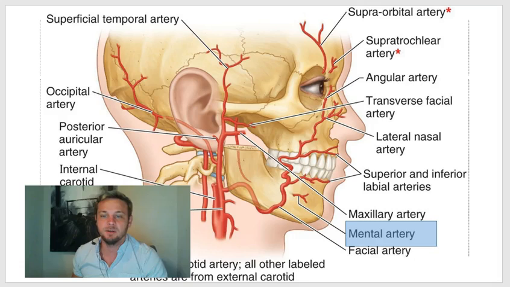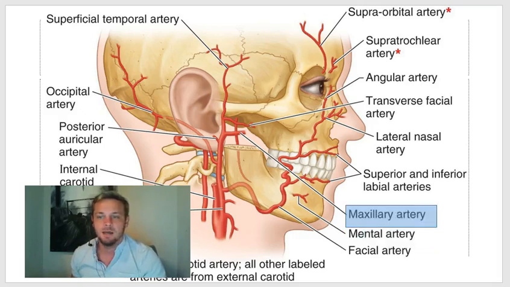Going to the next one, your mental artery, the ones that come out of those mental foramen. Your mental artery, not a pulse point. And then your maxillary artery. So this is another one that branches off of that external carotid and comes up to the maxilla, also not a pulse point. And those are all the arteries of the head that I really want you to know.